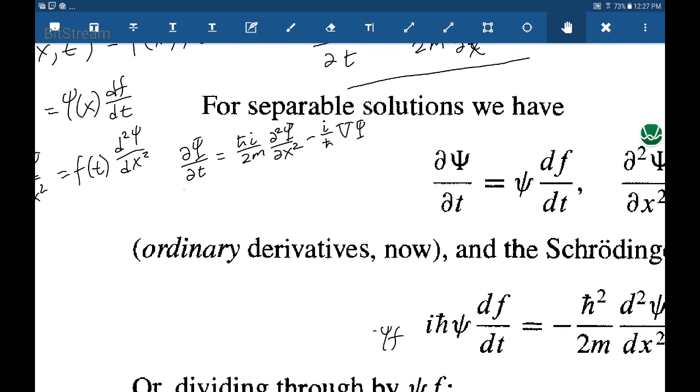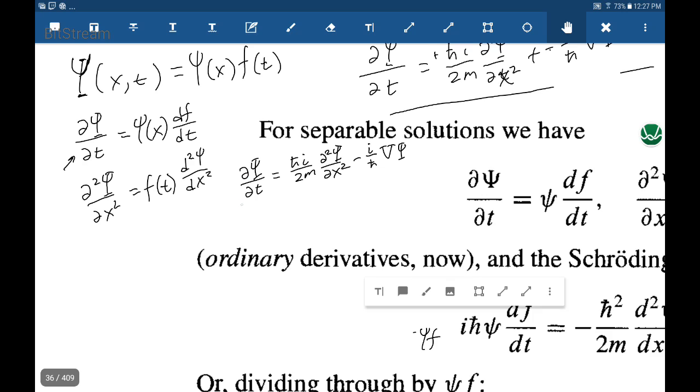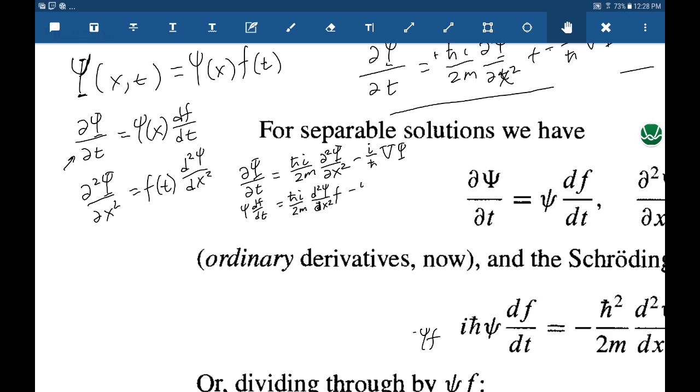So d psi dt is going to be psi, lowercase, df dt, and then we have h bar i over 2m, and now we have the full derivative with respect to x, and then we're going to have that f out there. It's just a constant with respect to x, minus i h bar, and then we have v, and then we have lowercase psi times f.